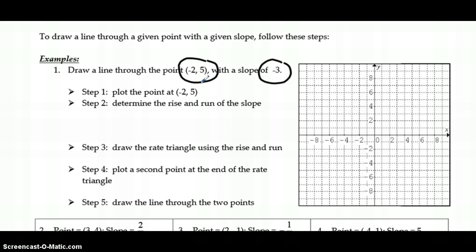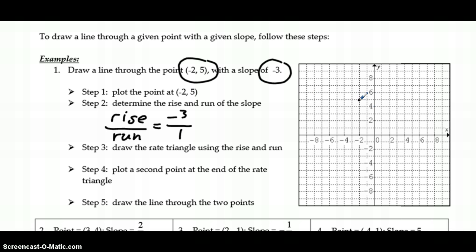So we're going to start by plotting the point -2, 5. We go over to -2 along the x-axis, and we go up to +5 and plot that starting point. Then we have to determine the rise and the run of the slope. We need to write our slope as a fraction if it's not already written as a fraction. In this case, a slope of -3 is the same thing as -3 over 1. Our rise is -3 and our run is +1.